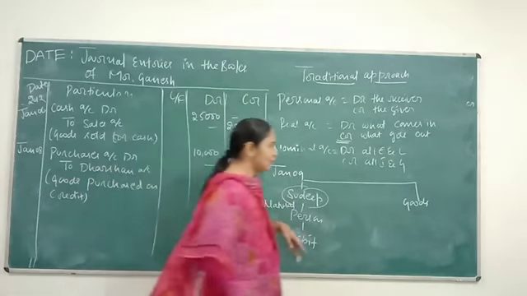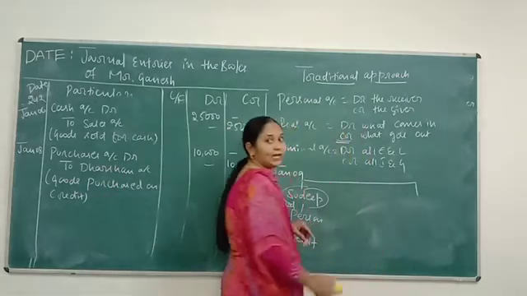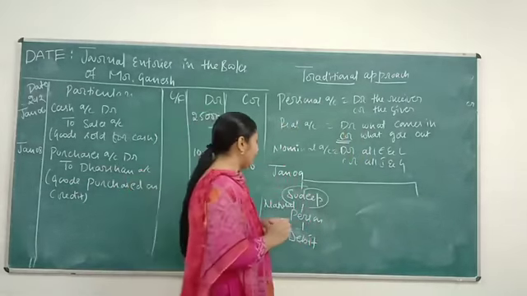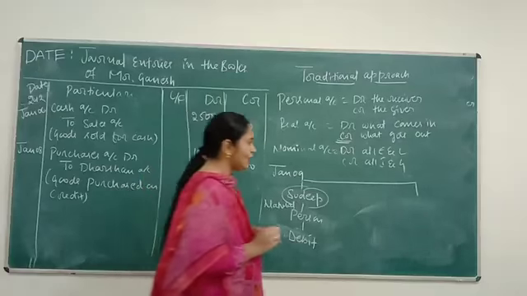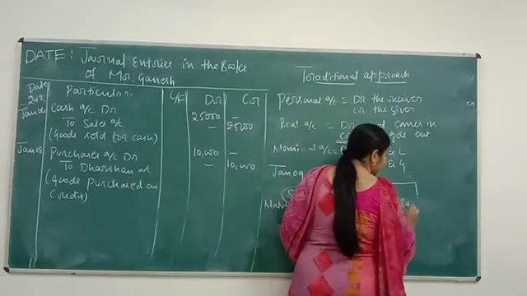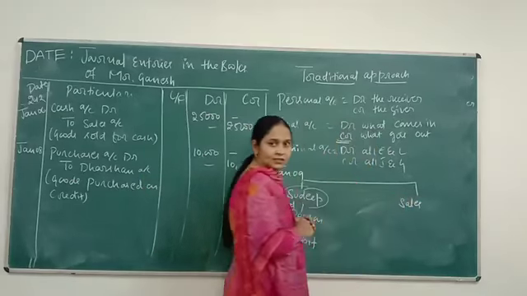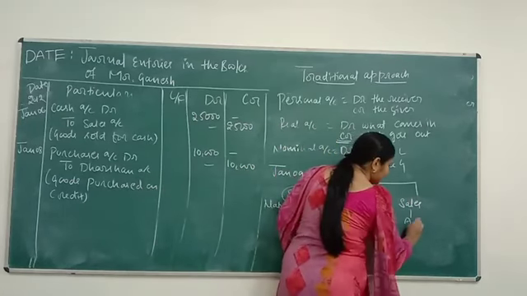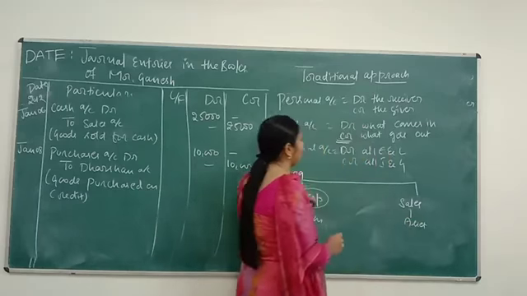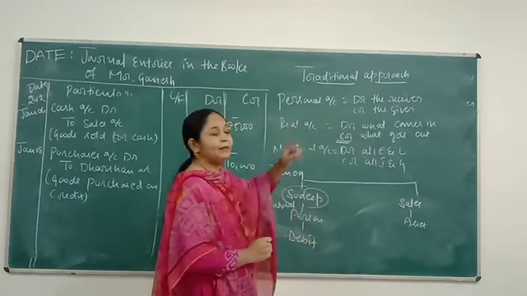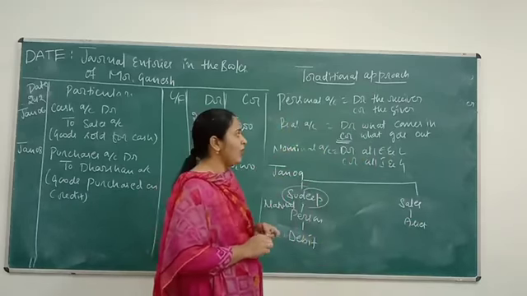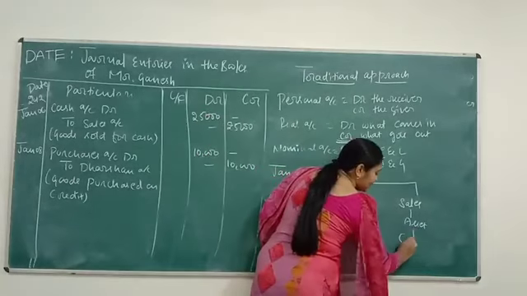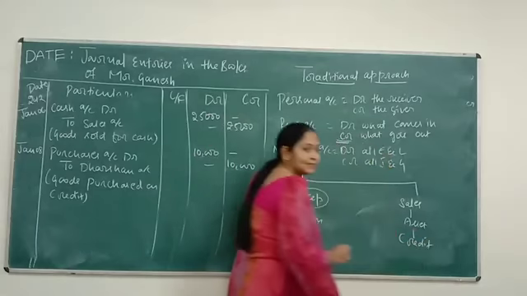I cannot write goods here. Instead, I should write the event name. What my business is doing is selling goods. Goods are an asset. Which account rule? Real account rule. What does the real account rule say? Debit what comes in, credit what goes out. Goods are going out of the business, so I should credit sales.